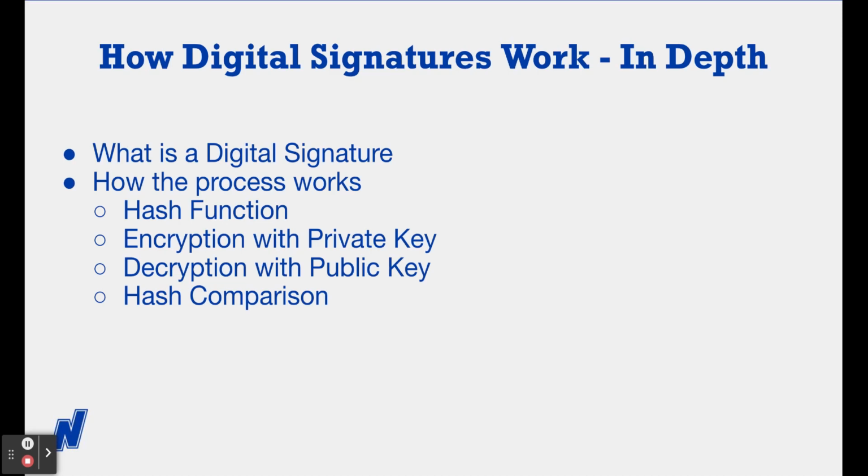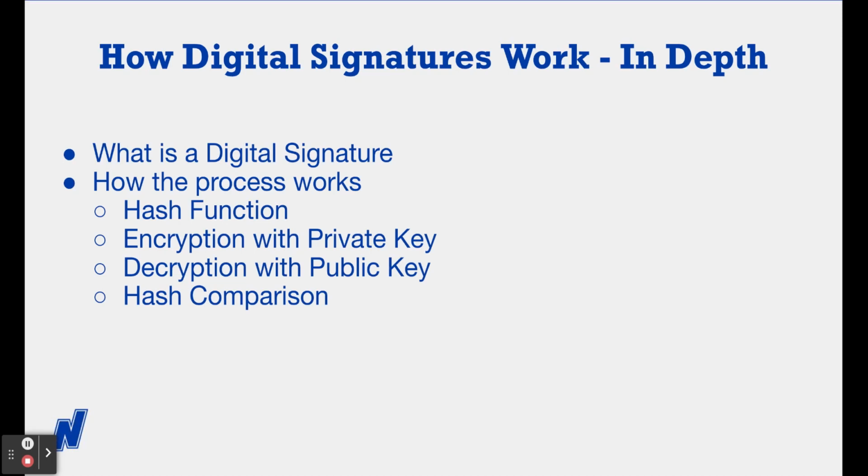The original message and its digital signature are then sent to the recipient. Step 3, decrypting the digital signature. Upon receiving the message and the digital signature, the recipient decrypts the digital signature using the sender's public key. Remember that in public key cryptography, anything encrypted with a private key can be decrypted with its corresponding public key.